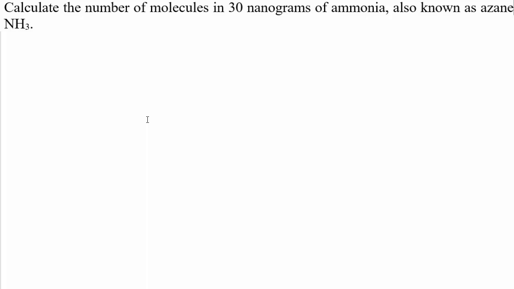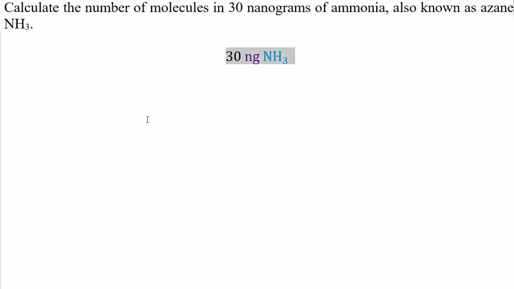The first step is to write the given data in the chemical conversion factor format, where each term consists of a value, a unit of measure, and a substance identity. In this case, we have 30 nanograms of ammonia.